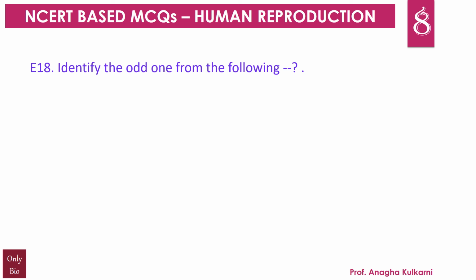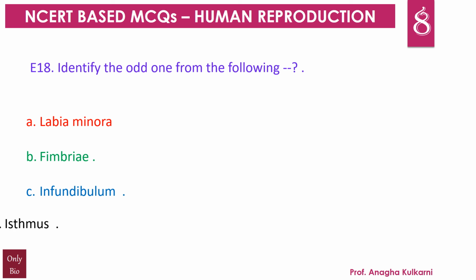So 18th question is, identify the odd one from the following. A. Labia minora. B. Fimbriae. C. Infundibulum. D. Isthmus. And the odd one among all these four is A. Labia minora, because all the other structures, that is Fimbriae, Infundibulum, Isthmus, are associated with the fallopian tube.